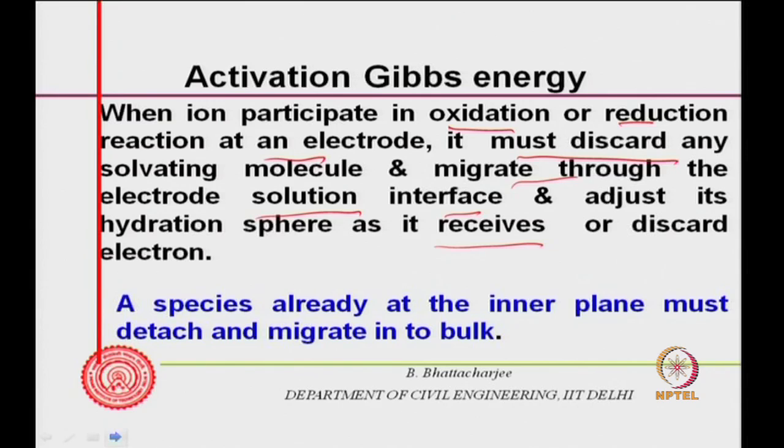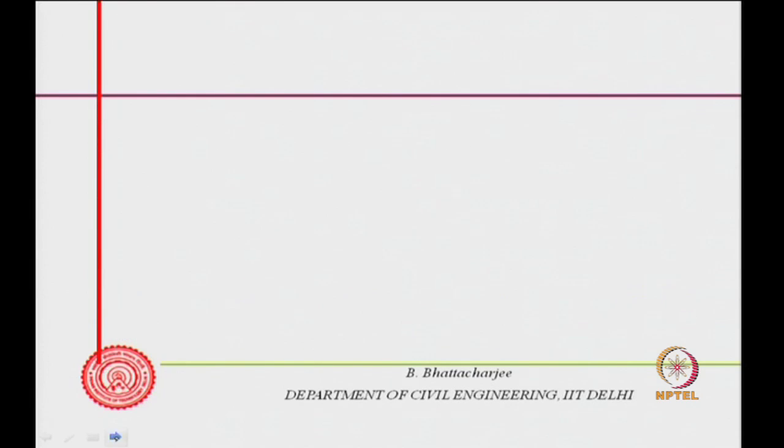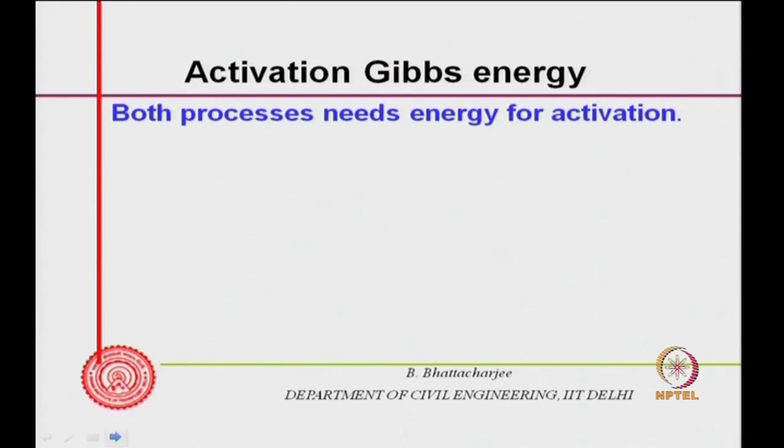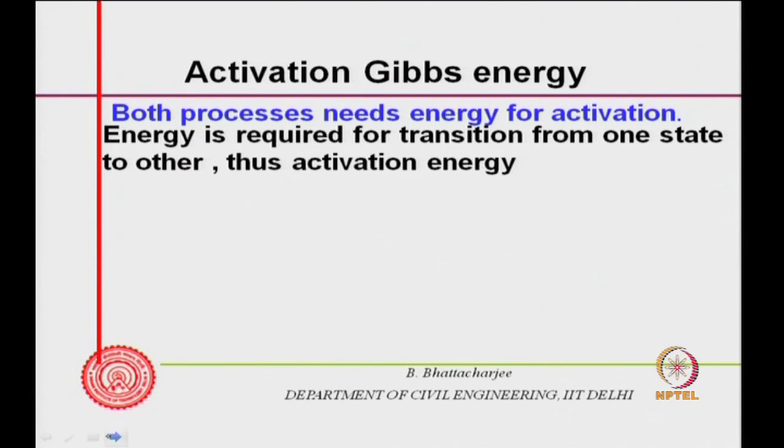So, a species already in the inner plane must dispatch and migrate into the bulk. If it is in the inner plane of the metal, it must migrate into the bulk. If it is already in the solution, it must discard its solvating molecules and then pass through the interface and get into the bulk metal. So, both these cases would need some energy, and this activation energy would be needed.